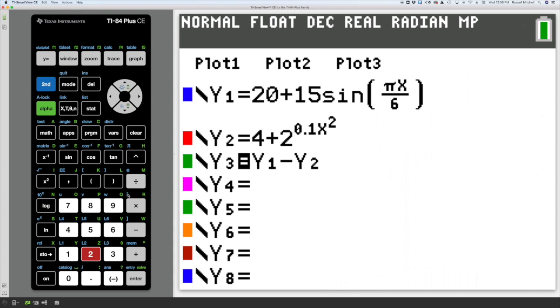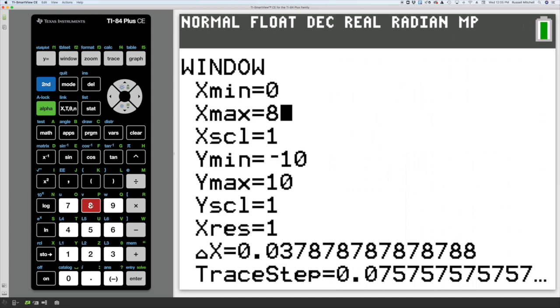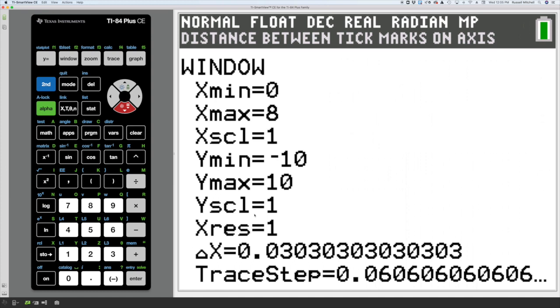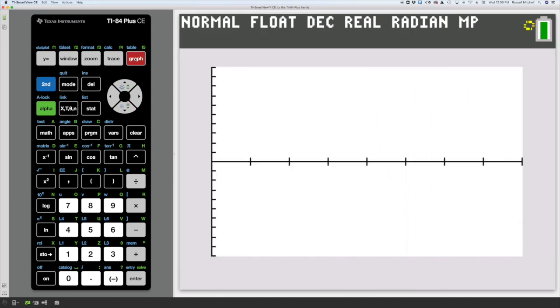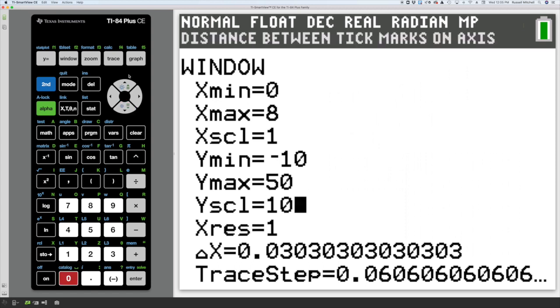The time interval that they're giving you for this is 0 to 8. So let's go to our window and set our x min at 0 and our x max at 8, with x scale 1, y min negative 10, y max 10, y scale 1, and just see what we get. Obviously we didn't go high enough, so we need to go quite a bit higher with the y max. Let's go to window, y max, I'm thinking like 50. Now let's change our y scale to 10 and graph that.